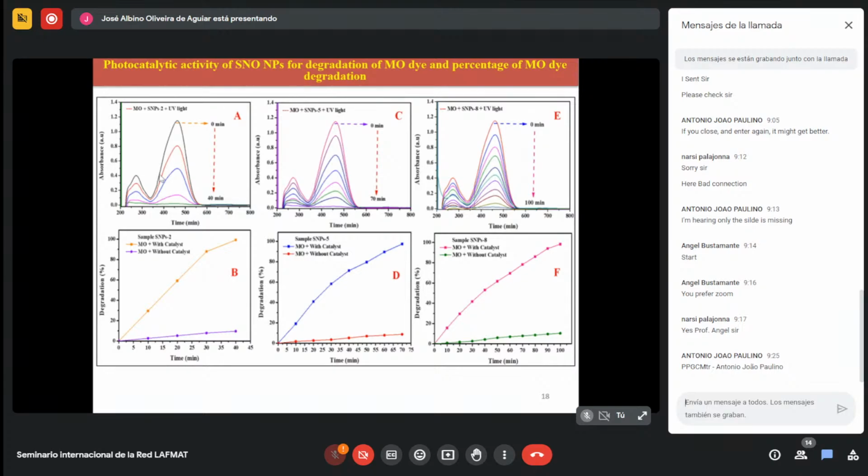But without catalyst, there is no degradation. In the presence of catalyst, there is a gradual percent removal of the dye.